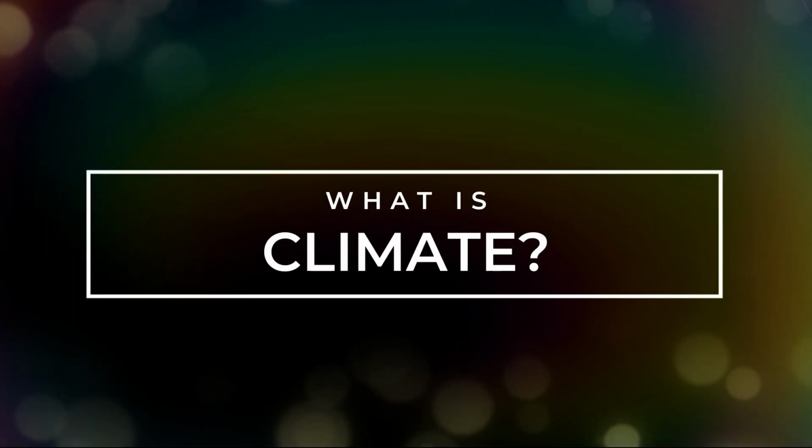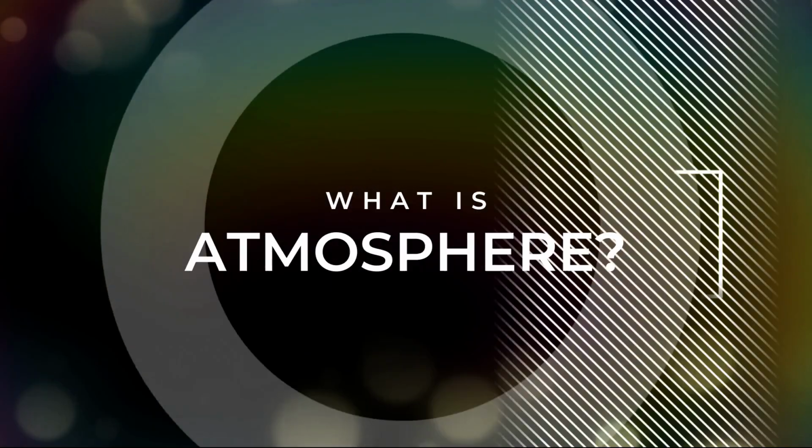What is climate? A climate system has 5 major components. They are the atmosphere, the hydrosphere, the cryosphere, the biosphere and the land surface. What is atmosphere? Atmosphere is a layer of gases which envelop our Earth and is held in place by the gravity of the Earth. The word atmosphere came from atmos meaning vapor or steam and sphere meaning globe.